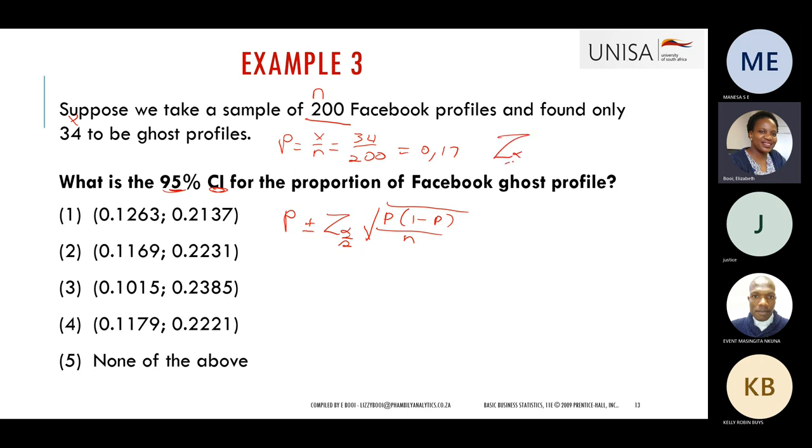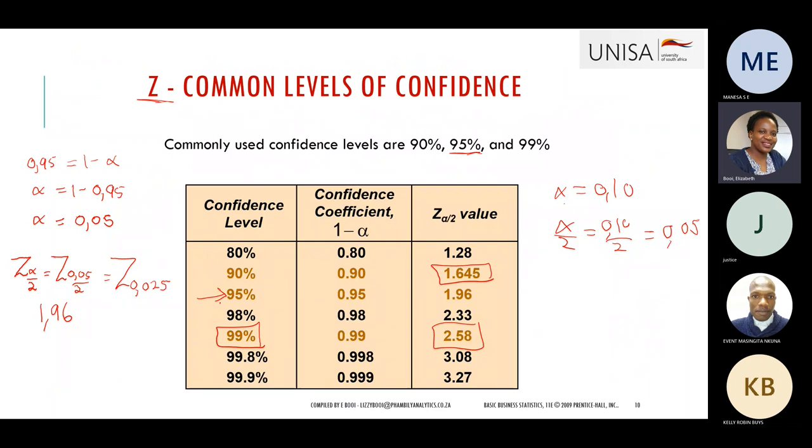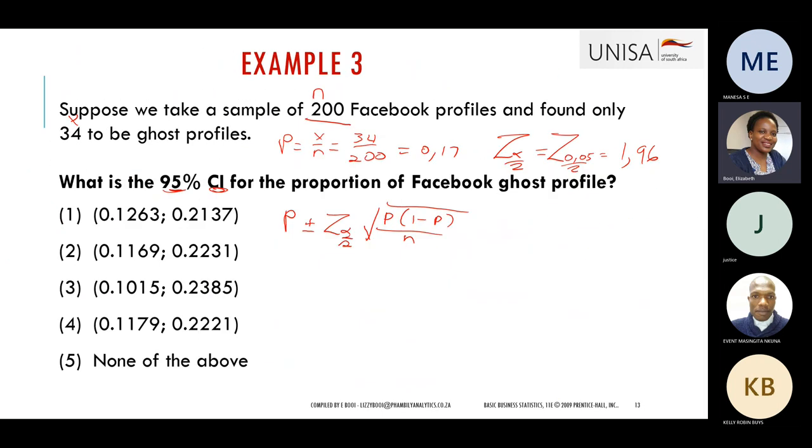I know that my Z alpha over 2 for Z of 0.05 over 2, which will be 1.96. It's the same. For a 95% confidence interval, the Z value, it's 1.96. We know that because we can use this table. Remember that table, 95. This is only for the Z values. 95, it's always 1.96.